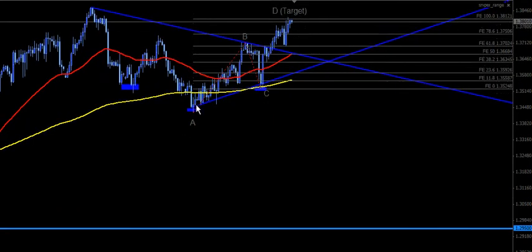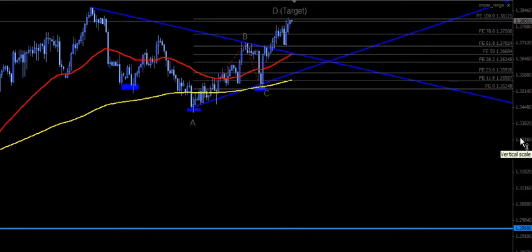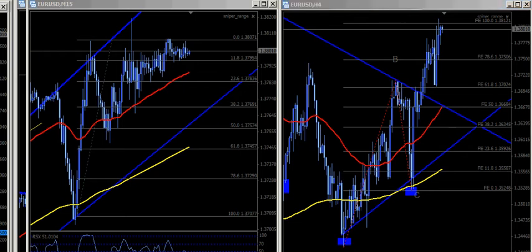Okay, so that's the 4-hour chart. We met the target on the ABC long, and by trading this same pattern on the smaller time frames throughout the day, if you're an intraday trader, you can make quite a few pips. Or if you're a swing trader or a longer term trader, then you can trade these patterns also on a longer term basis.